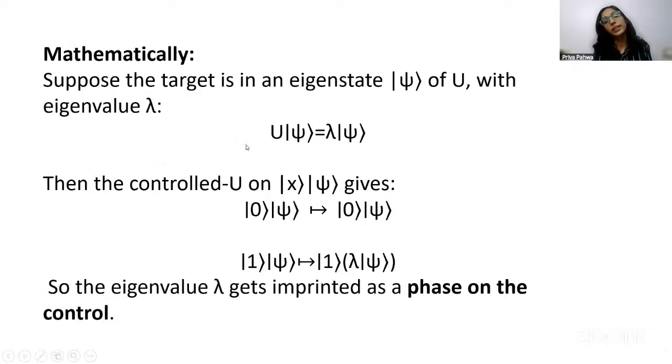As you can see in this equation, U|ψ⟩ = λ|ψ⟩. This is an eigenvalue equation. This is my operator, which is acting on the state ψ, and this is the eigenvalue of this state, right? Now what they are trying to say is, if the control is 0, it won't change anything. But if the control is 1, my eigenvalue comes into the picture and gives a phase on the control. It gets imprinted as a phase on the control. Okay.